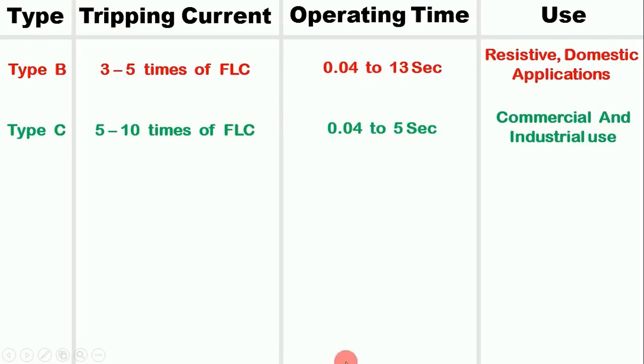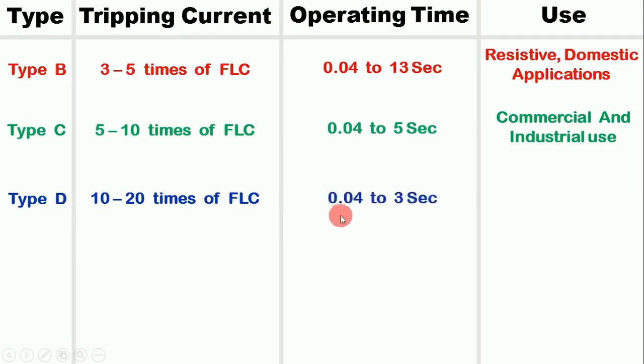After this, the third type of MCB is D-type. The tripping current of D-type MCB is 10 to 20 times. It means if the MCB is of 10 ampere and D-type, and if 100 ampere current flows through this MCB, then in this condition this MCB will trip. Now after how much time will it trip? Let's see. This D-type MCB takes 0.04 to 3 seconds to trip.